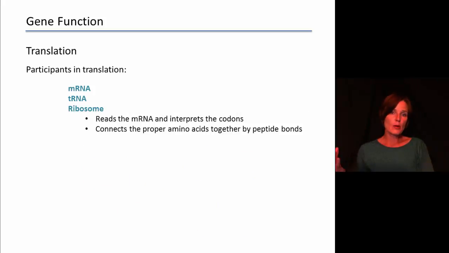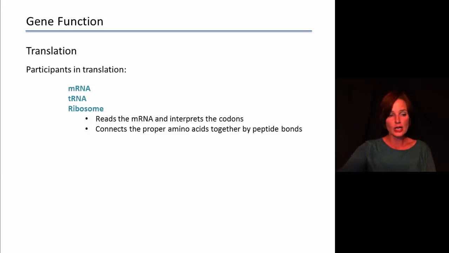The ribosome is going to be our main enzyme complex. This is going to coordinate everything. It actually reads the mRNA and interprets the codons, and then it's going to connect the proper amino acids together using peptide bonds. So these are our three main participants that we do have.